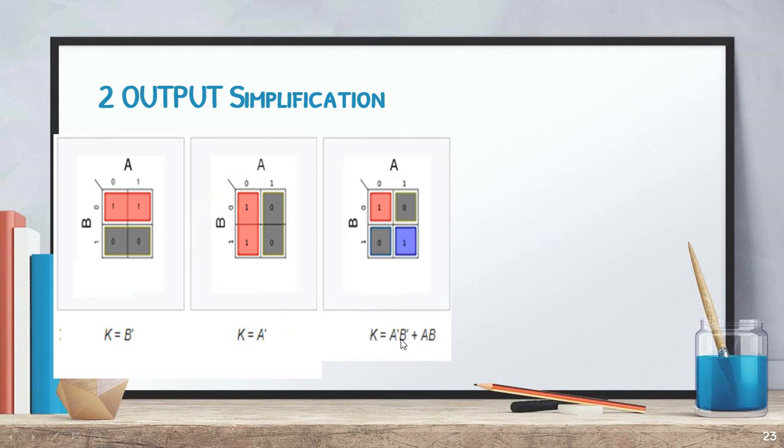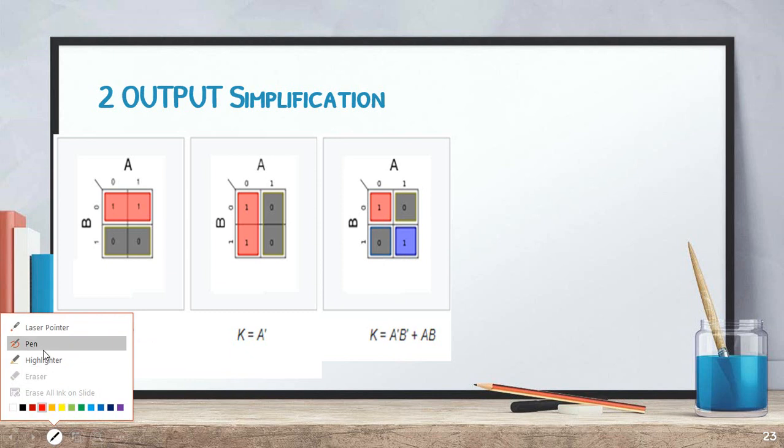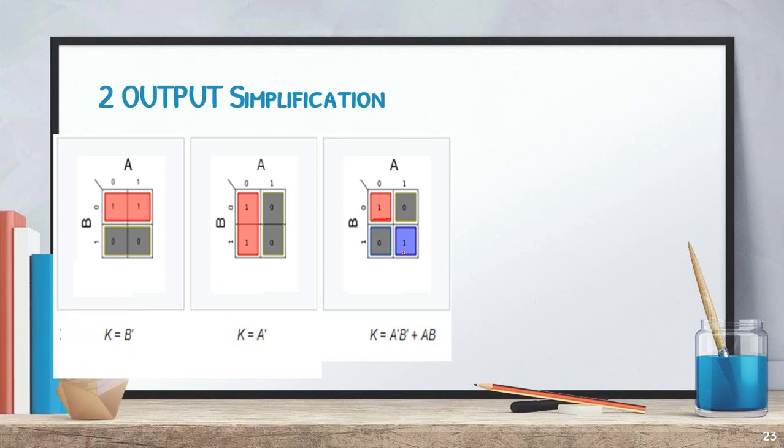Next, we take 1 1 in this direction. If 1 1 is present in this direction, we cannot make any group. Listen carefully, we have to make individual groups of 1 1. The first 1 means it is A bar B bar, so we write A bar B bar as it is. In this other 1, B is 1 and A is also 1, so it is AB. You have to write it as it is. This cannot be simplified because it is present diagonally. We cannot make a group of diagonal ones, so we have to write the equation as it is.